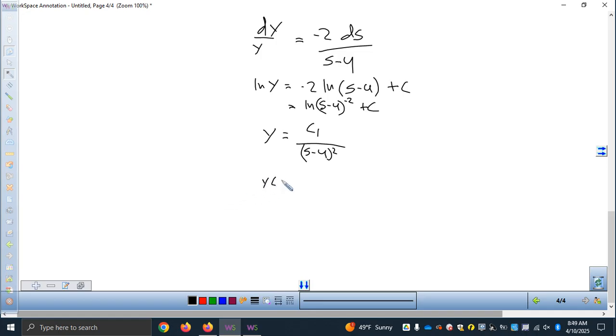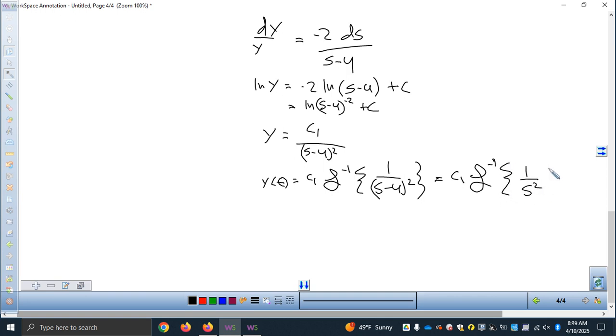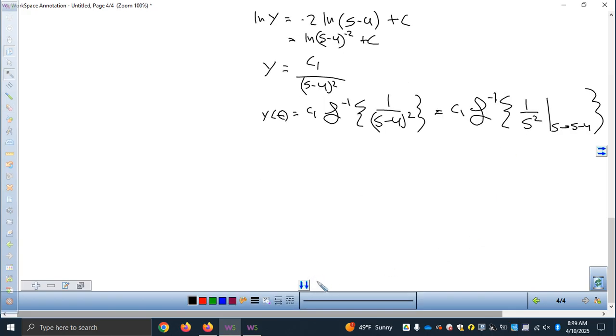So y of t is c1 times the inverse transform of 1 over s minus 4 squared. What was that? This is a shift. So I can rewrite this as c1 inverse transform, using the notation that the text uses, of 1 over s squared, evaluating that s at s minus 4. So we get y of t equals, well, the shift gives us an exponential function. The inverse transform of 1 over s squared is t, so we get e to the 4t.